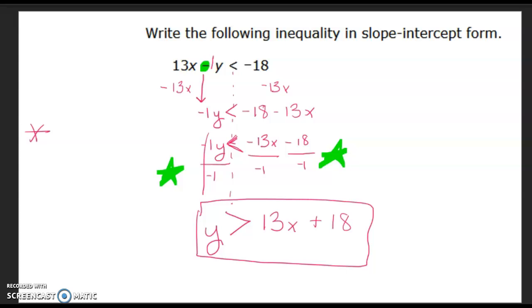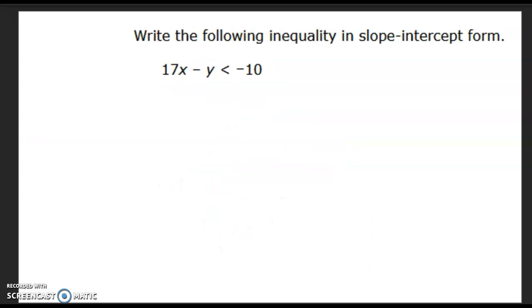Okay, let's do another one. In this situation, y is negative again, so if it helps, put the 1. You don't have to put the 1 if you can remember, but if it helps, you can put the 1. All right, so we have this 17x minus 17x minus 17x. Okay, I'm going to bring down that negative 1y.